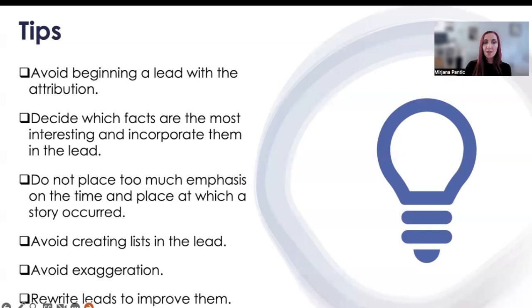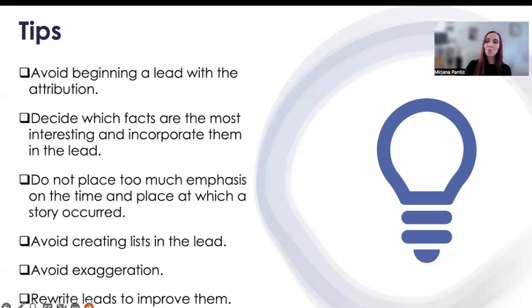Avoid exaggeration and rewrite leads to improve them. I remember this, especially when I was a young journalist. I would work and work and work on a story lead for such a long time, because to really make sure that your lead looks good, you need to rewrite it and keep removing words. This is the reason why we did the rewriting sentences exercise, because the more you read these sentences, the more you see redundant words that you don't really need, and that when you remove them, the meaning of your sentence remains the same.